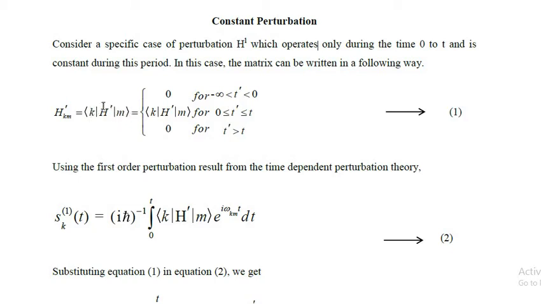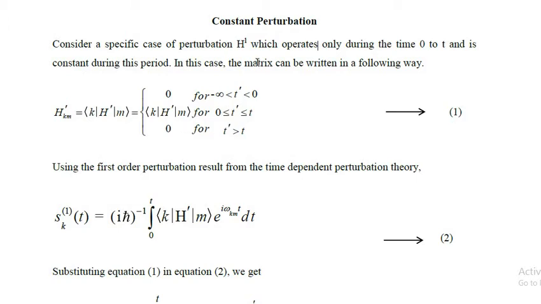matrix form is going to take three different values for three different ranges, that is 0 for minus infinity less than t prime less than 0, and the matrix form for 0 less than or equal to t prime less than or equal to t, 0 for t prime greater than t.